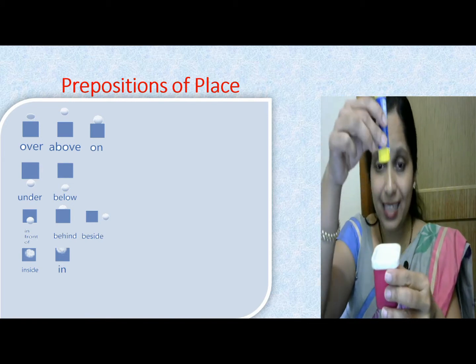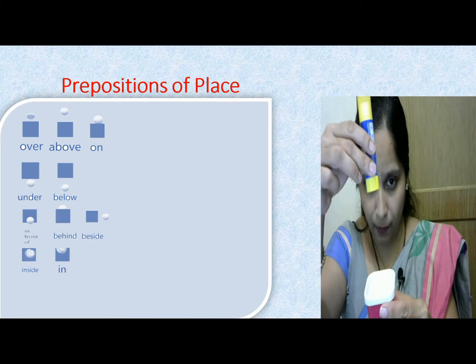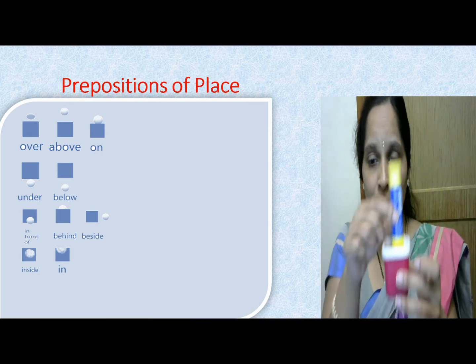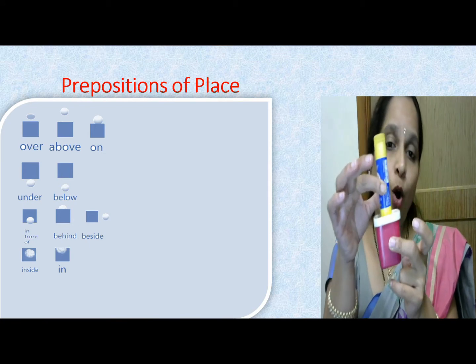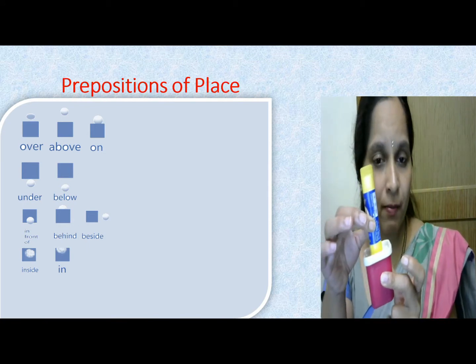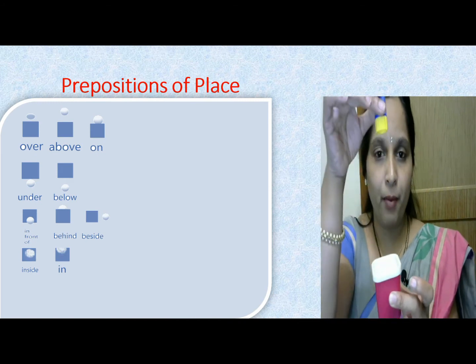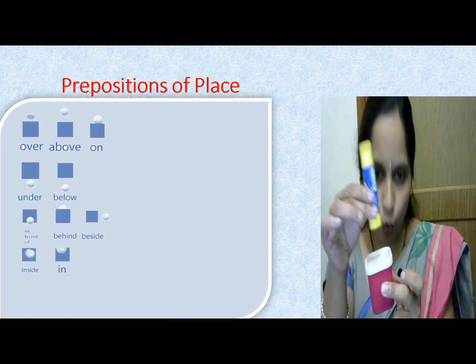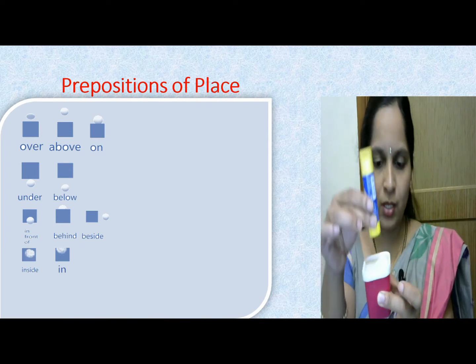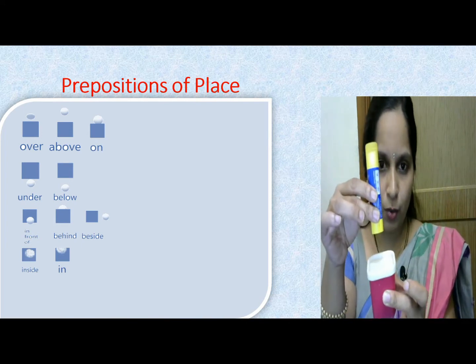The glue stick is above the box. Third question, where is the glue stick now? The glue stick is on the box. Got the difference? Over, above, on. Over means just over the box. It's not touching the box. It's just over the box.